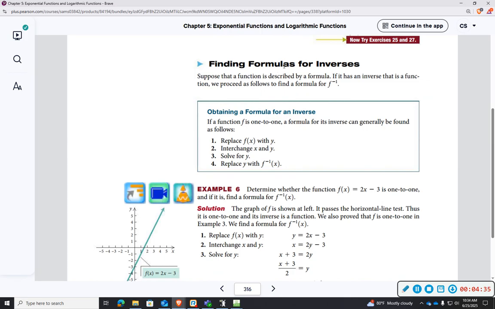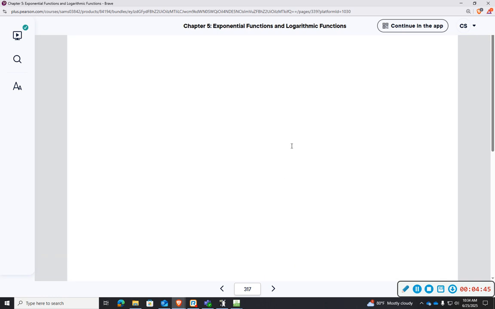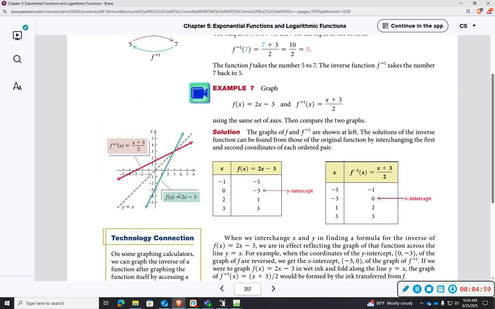And then we just kind of have an overview of finding formulas. It tells you replace f of x with y, interchange x and y, solve for y, and then you replace y with f inverse. We'll do that with several examples in my math lab, and they're showing you some examples here. It also lets you know that the graph of f inverse is a reflection of the graph of f across the line y equals x.